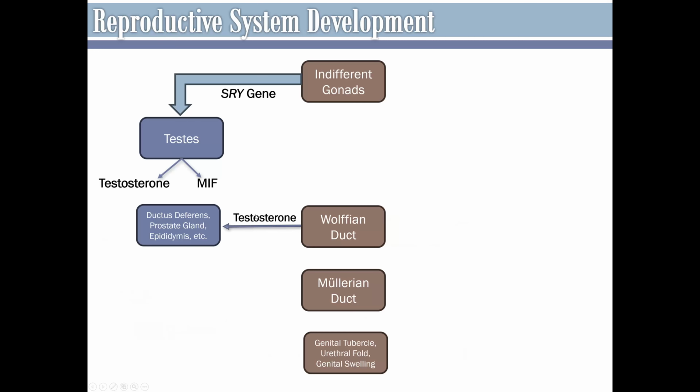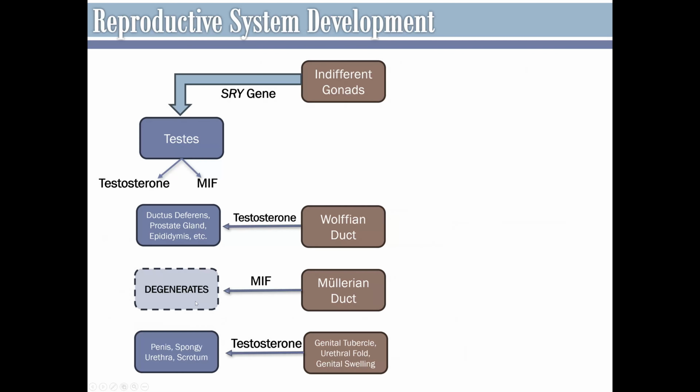In the presence of testosterone, the Wolffian duct will develop into the ductus deferens, the prostate gland, the epididymis, the seminal vesicles, and all of the internal structures. In the presence of Mullerian inhibiting factor, the Mullerian duct will degenerate. And in the presence of testosterone, these external structures will develop into the penis, spongy urethra, and scrotum, which are the external male genitalia. So in the absence of the SRY gene, the gonads will develop into the ovaries.